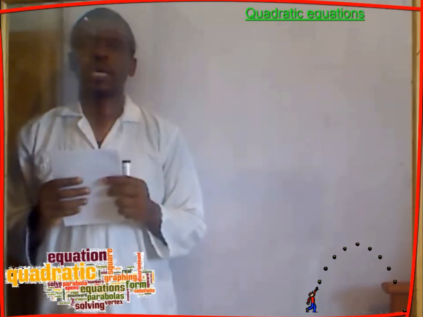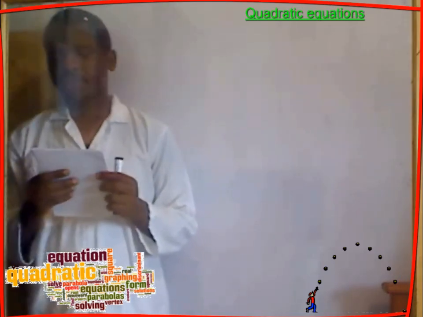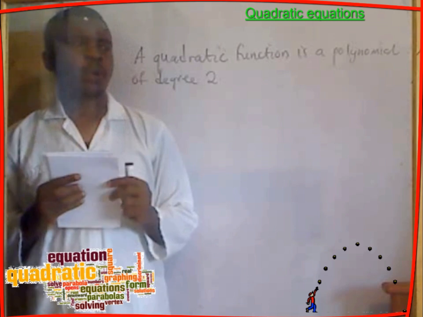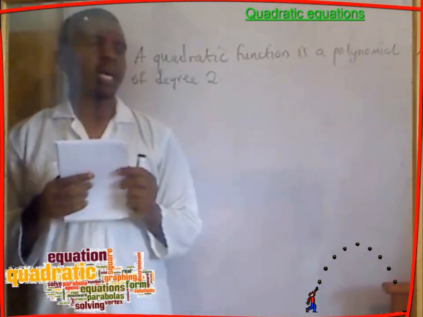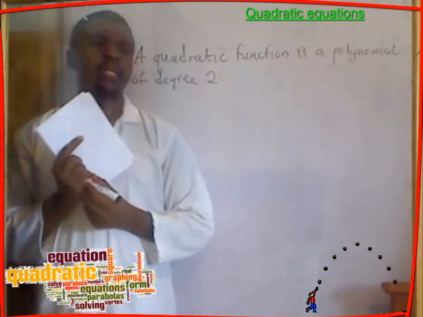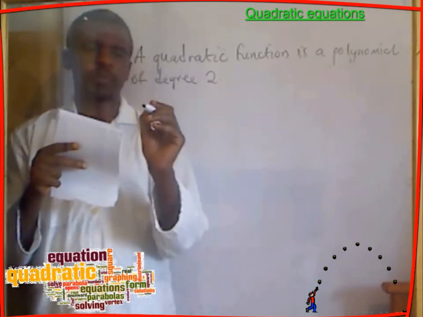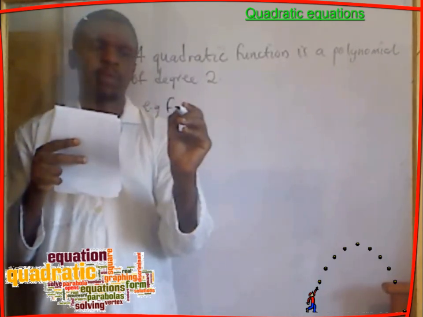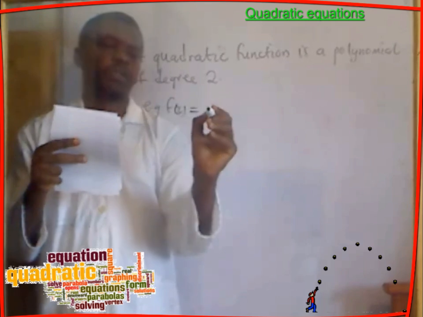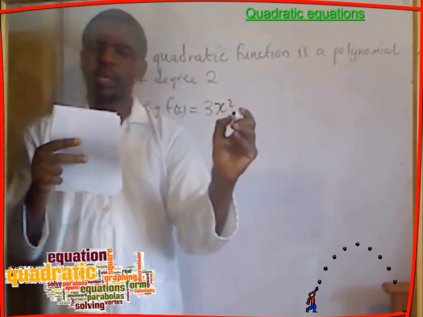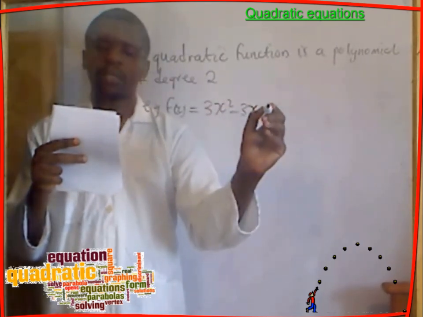We now look at quadratic equations. A quadratic function is a polynomial of degree 2. Example, f of x is equal to 3x squared minus 3x plus 1.